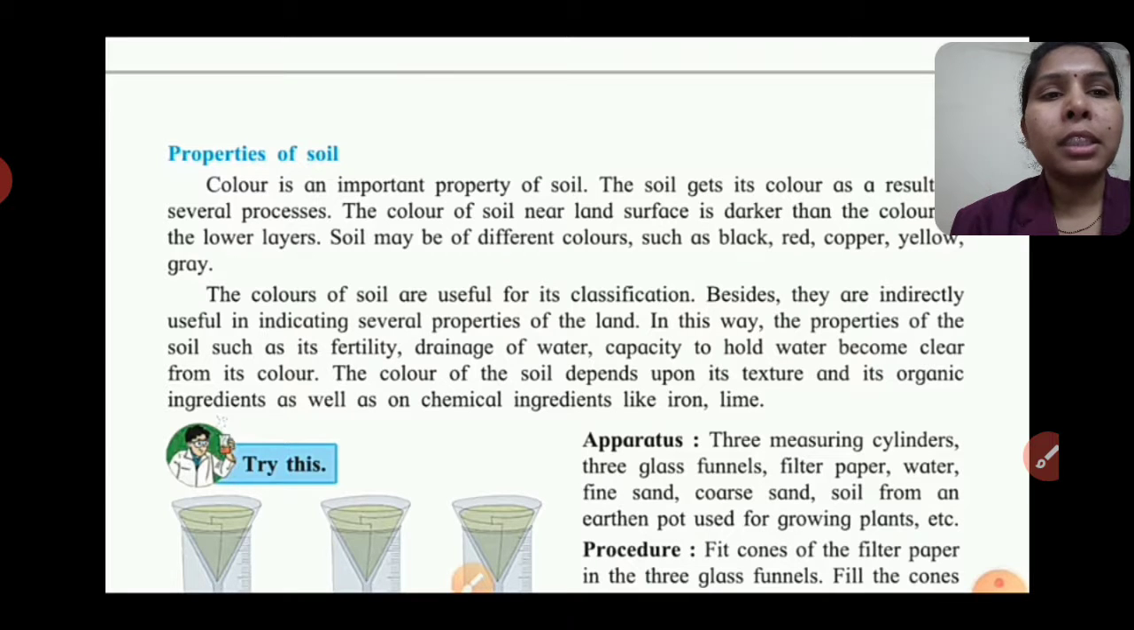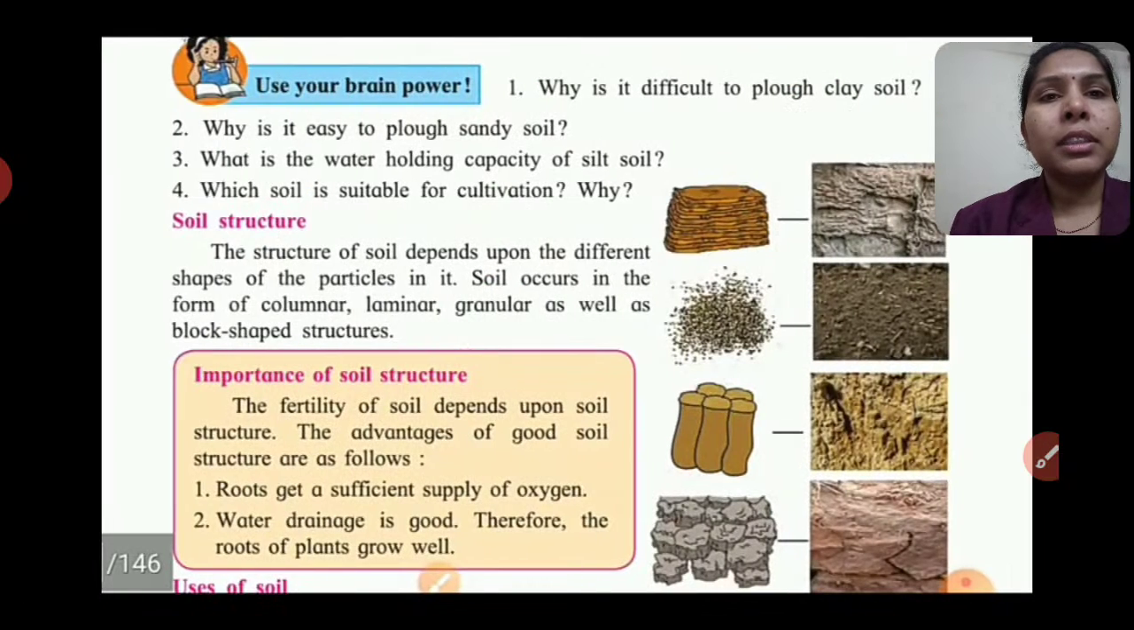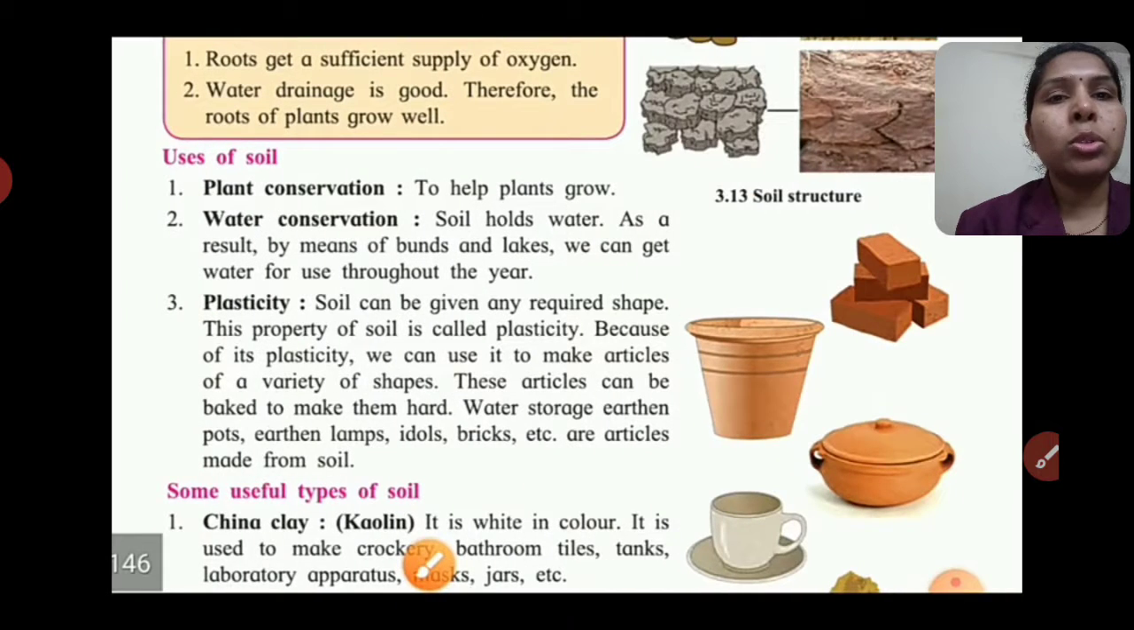In the last lecture we completed the types of soil, that is sandy soil, silt soil and clay soil. Also we studied their properties. Then we saw the soil structure and importance of soil structure. So today we continue with the next point, that is uses of soil. So listen carefully and try to understand.